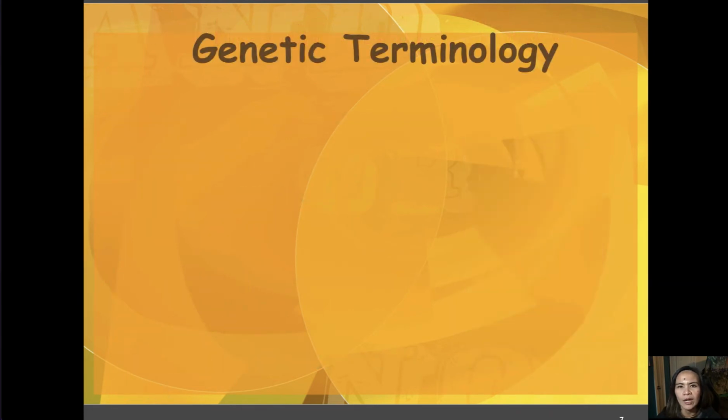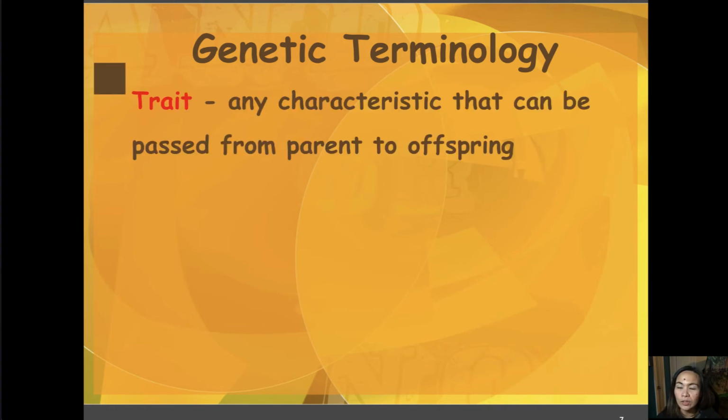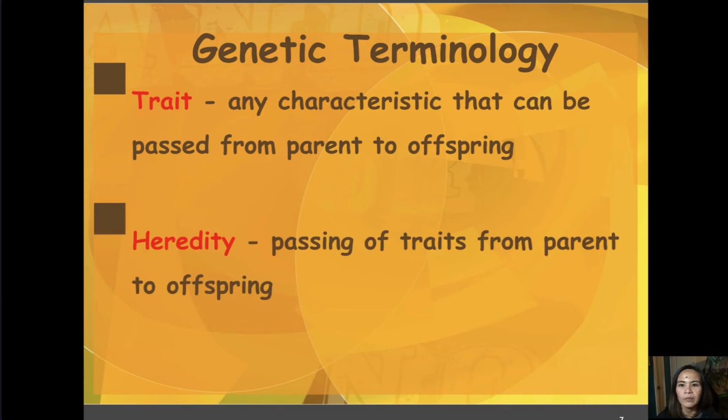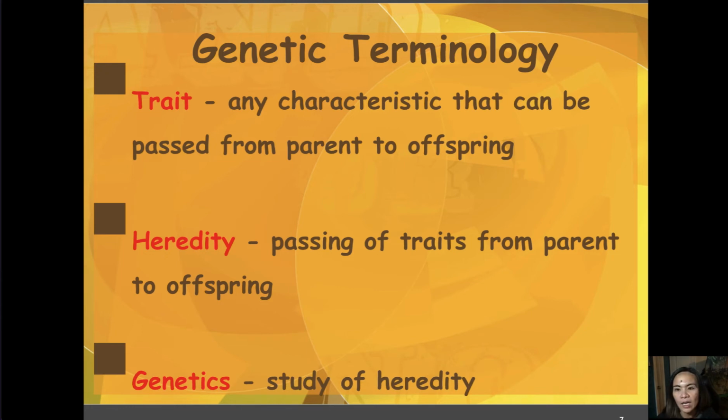Now, here is some genetic terminology that will help us understand this chapter's topic. First off is trait. A trait is any characteristic that can be passed from parents to offspring. Heredity is the passing of traits from parents to offspring. And genetics is the study of heredity.